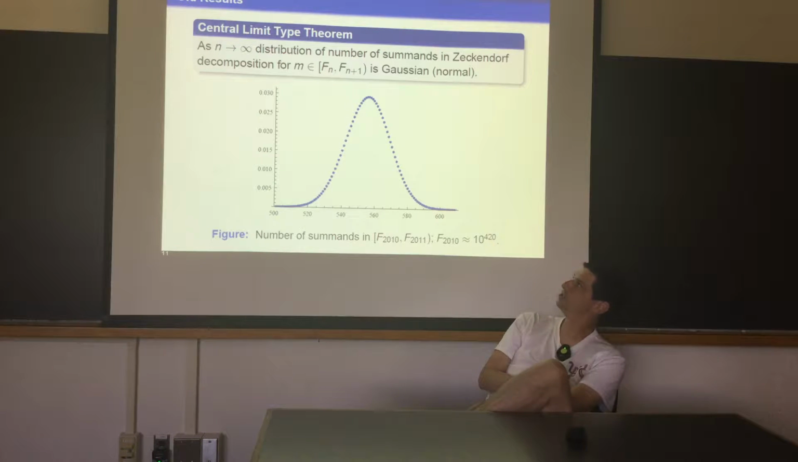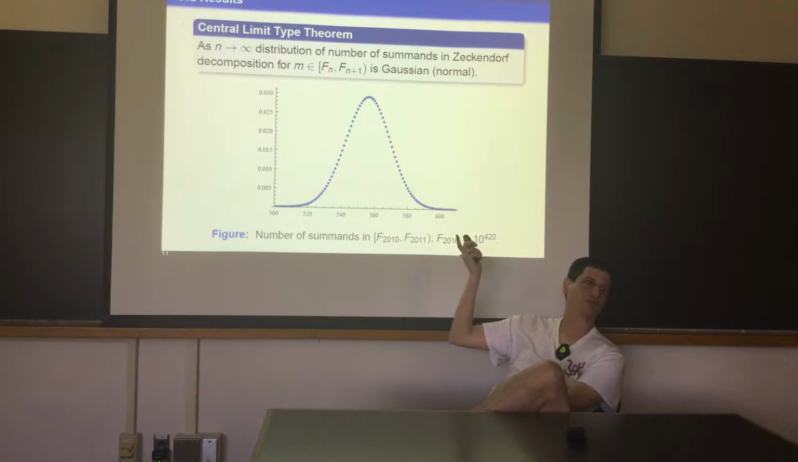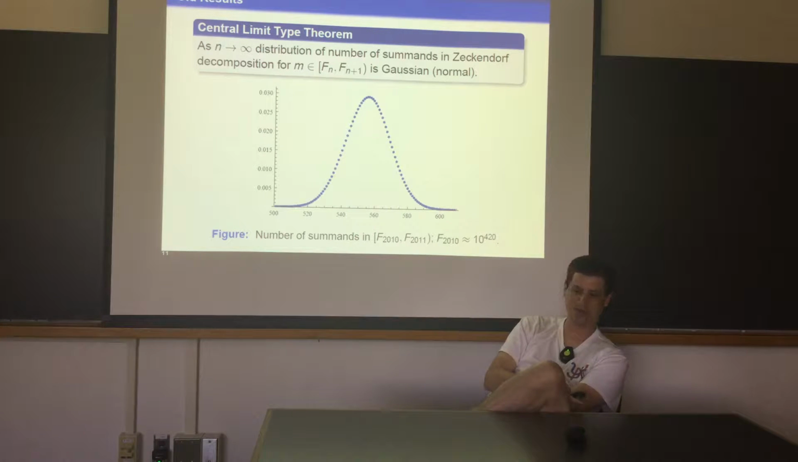Okay, so here's the central limit theorem. As n goes to infinity, the distribution of the number of summands converges to a Gaussian. So this is looking at numbers around F2010, F2011 for the Fibonacci numbers. The numerical simulation is really good. I really should have the show function in Mathematica so I can actually show the plot of the normal distribution at the same time as this. This was back before I figured out how to use show.